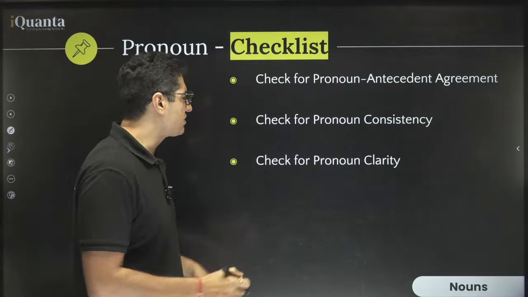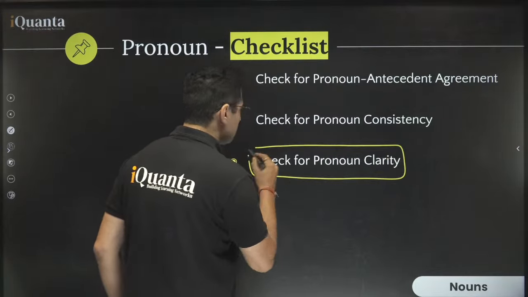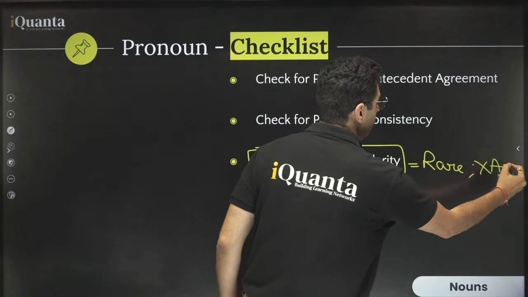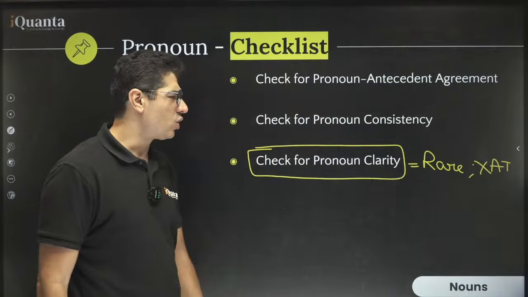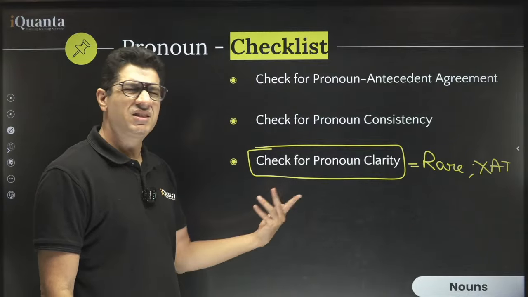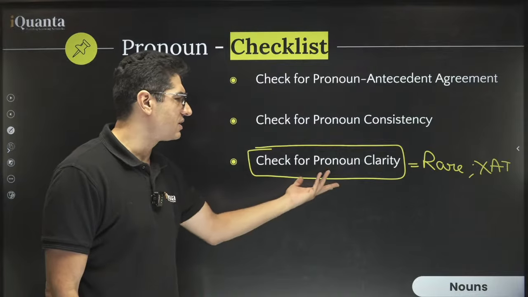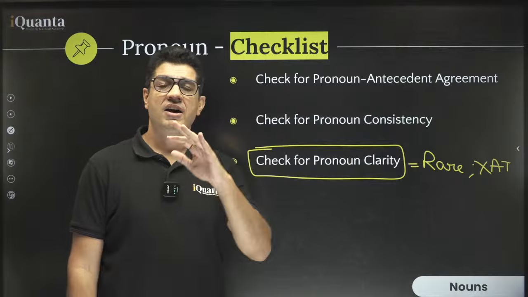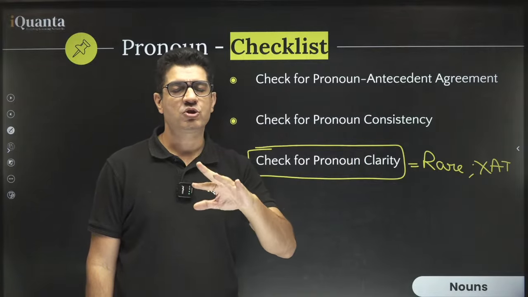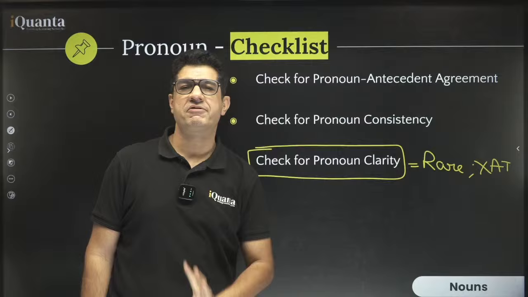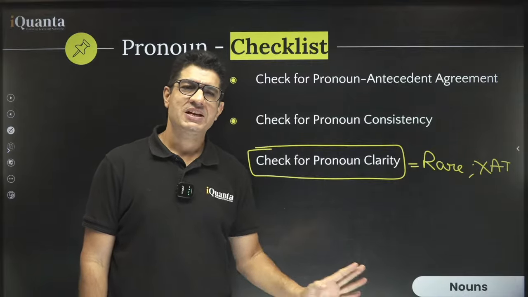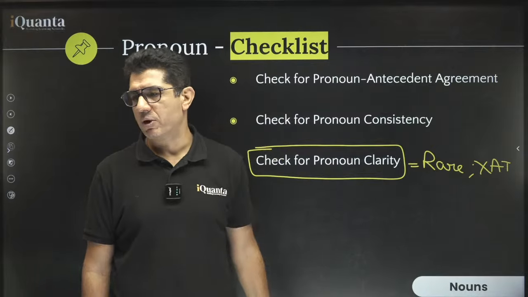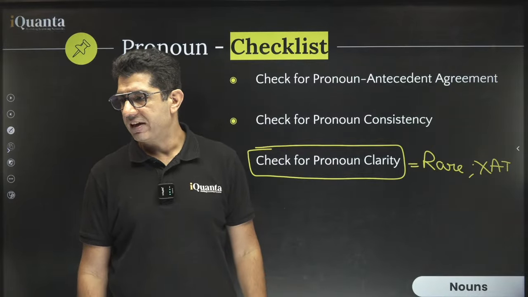And the check for pronoun clarity: these errors are extremely rare. You may find these in XAT, or maybe I think XAT is the only one which probably would get into this. The rest of them do not even get into it. It simply means that when you see a pronoun, you need to be sure which noun it refers to. That's about it. If you are not sure which noun it is referring to in a given context, then it is a problem. Fair enough?